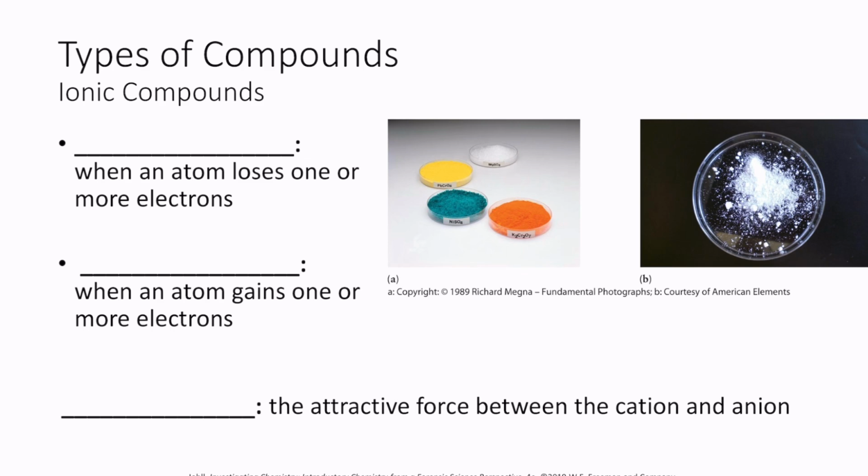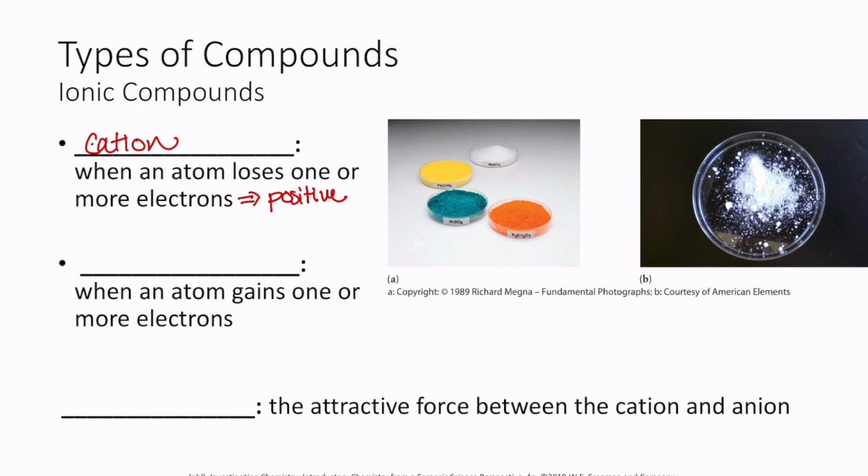When an atom loses one or more electrons, it is called a cation. Notice it still has the word ion in it. The cat part of it tells us that it is going to lose electrons. Since it is losing electrons, it's going to have more protons than electrons. Overall, it is going to have a positive charge. So cations are positively charged ions.